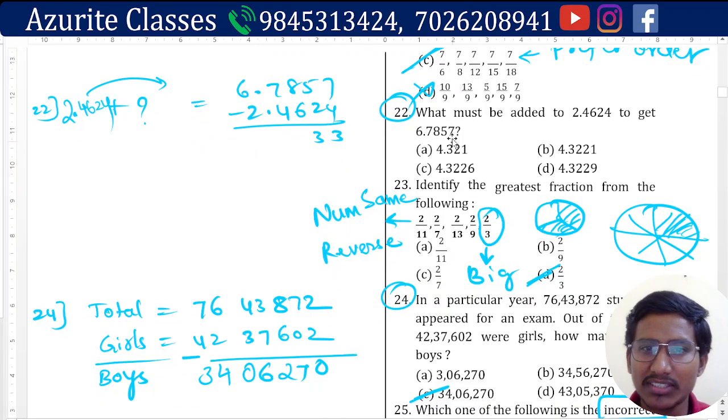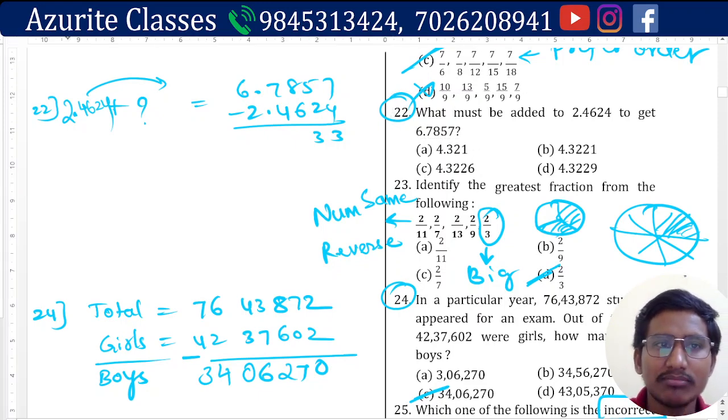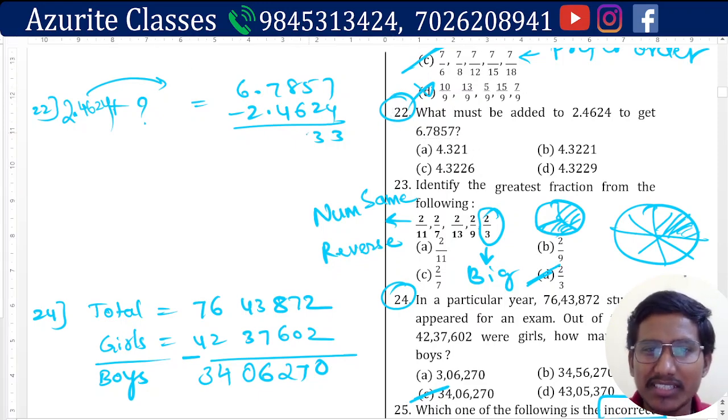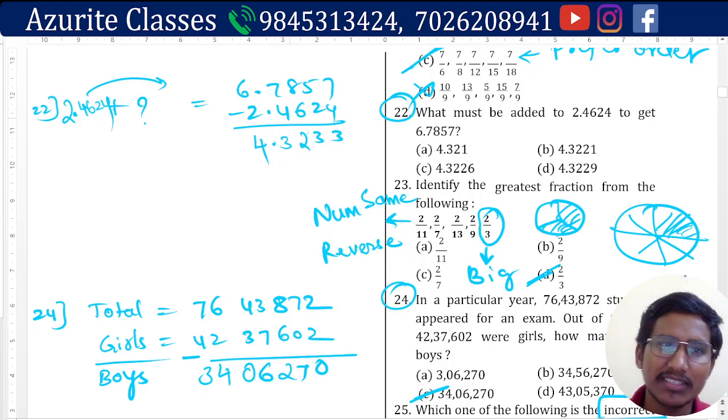So 3, 3 is in which option in the numerator? That is the last? Yes, 22. There is no correct answer. So if you do it, what answer will come? Let me do it. 8 minus 6 is 2, and 7 minus 4 is 3. 6 minus 4 is 2. So 4.3233. 3233 will be the answer. So that is the answer for 22.